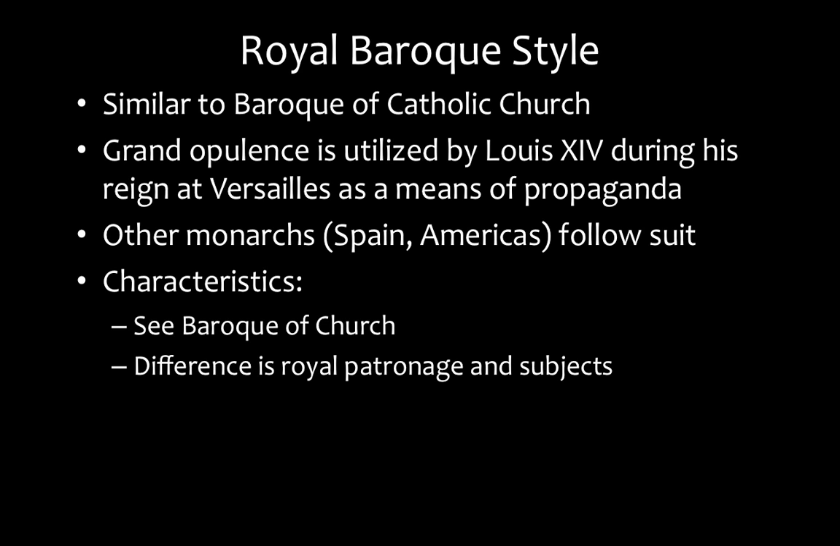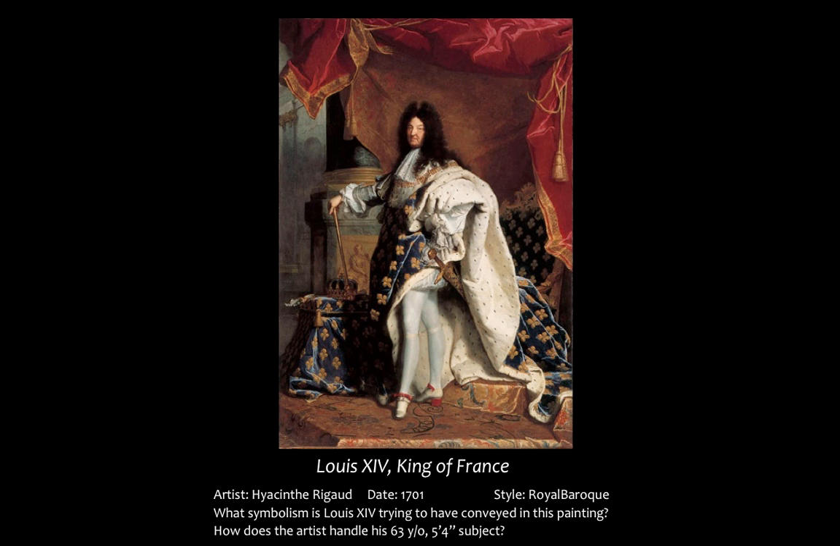So what are the characteristics here? They're very similar to the Baroque of the church. The only difference is that the subjects of paintings and sculptures are going to be the monarchs and monarch families, and they're going to be commissioned by members of court instead of being commissioned by the church and depicting biblical scenes. So here we have Louis XIV, King of France. This is by Rigaud. It's Royal Baroque as the style.